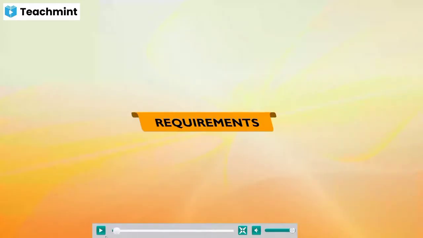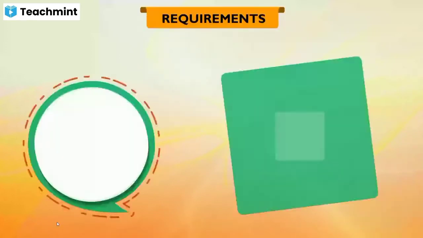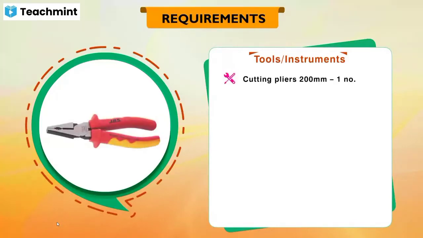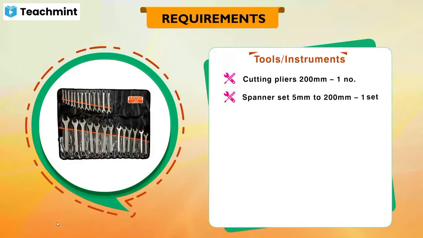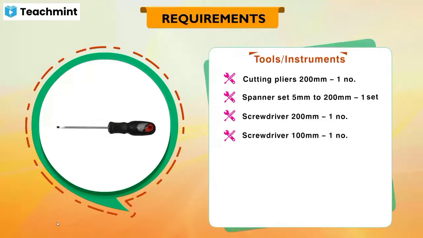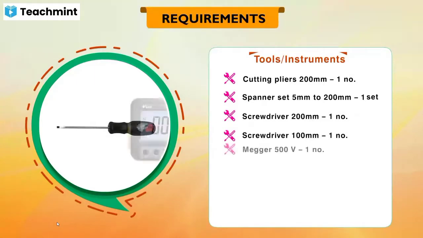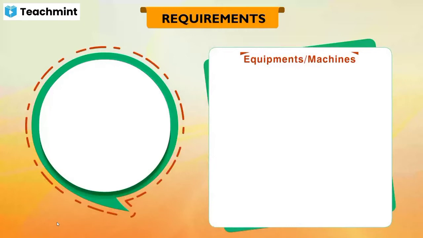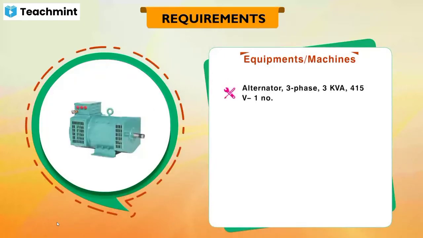In this exercise, the requirements are: tools or instruments, cutting plier 200 mm one number, spanner set 5 mm to 200 mm one set, screwdriver 200 mm one number, screwdriver 100 mm one number, Megger 500 volt one number. Equipment or machines: alternator 3 phase 3 kVA 415 volt one number.